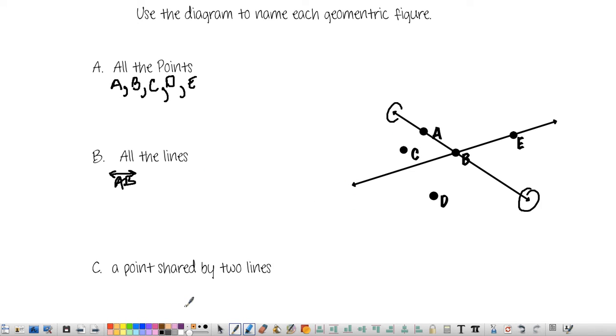And then notice we also have this line that goes on forever. That also has B because AB and BE intersect at B, but BE also goes on forever. So this is line BE. And again, a point shared by two lines would be point B because it's on AB and BE. We call that the point of intersection.